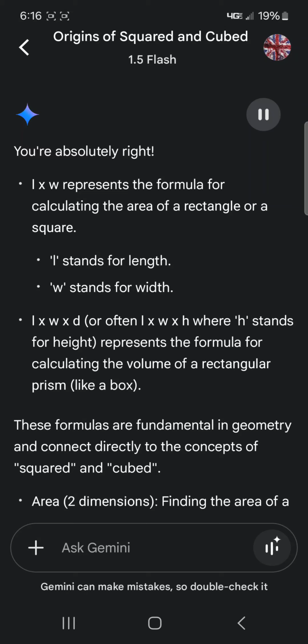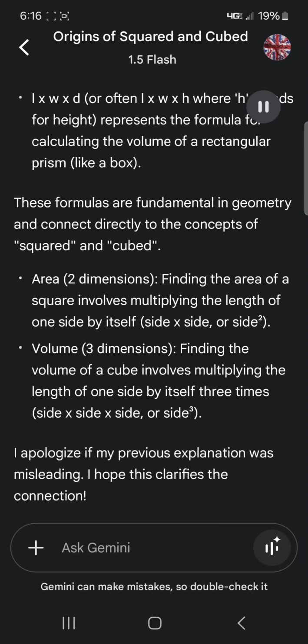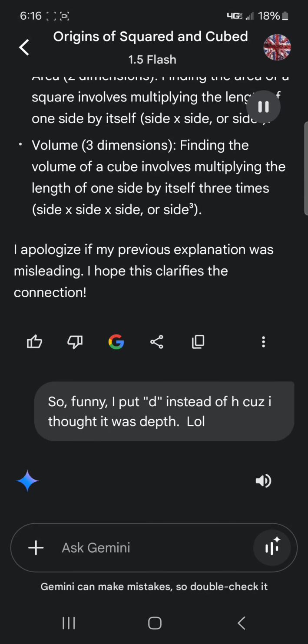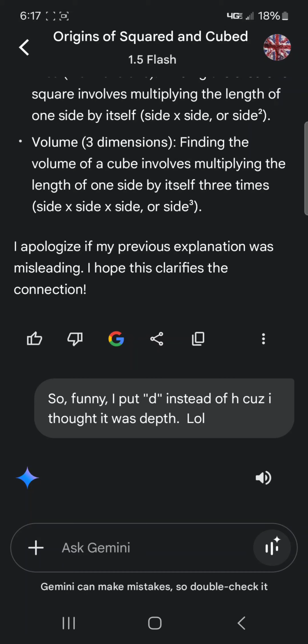like a box. These formulas are fundamental in geometry and connect directly to the concepts of squared and cubed. Area, 2 dimensions: finding the area of a square involves multiplying the length of one side by itself, side times side or side squared. Volume, 3 dimensions: finding the volume of a cube involves multiplying the length of one side by itself 3 times, side times side times side, or side cubed. I apologize if my previous explanation was misleading. I hope this clarifies the connection.